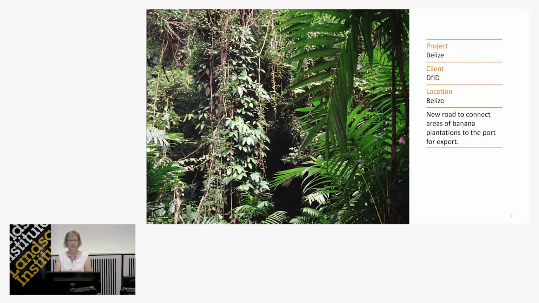So let's start in Belize. So this is a project that we were involved in for DFID. It's an international funded project. It's a road improvement scheme transporting bananas from the plantations to the port. So you're probably quite well aware in your kitchen, bruised bananas are not very good for export. So you need a nice flat road to be able to get them through.